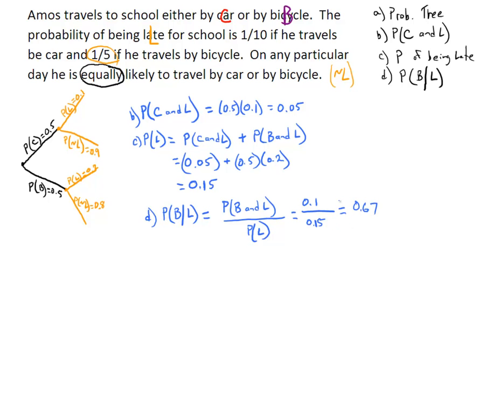So if we know he's late, there's a 0.67 probability, or a 67% chance, that he rode his bike that particular day. So that's all the questions for that example. Continue to the next videos to see the solutions to the other questions.